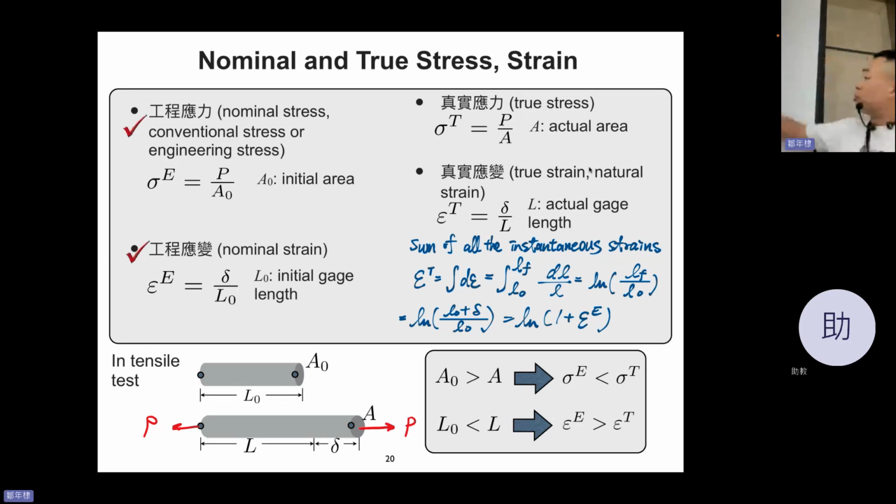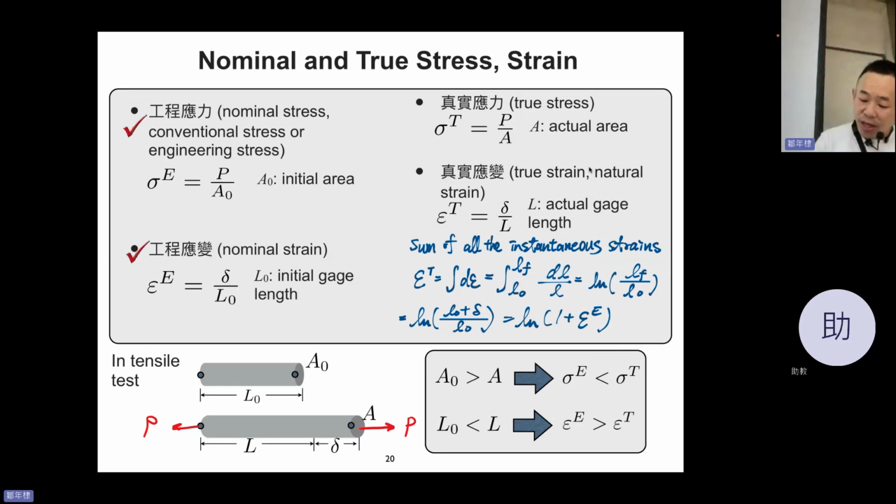So true strain will be the natural log of one plus the engineering strain. That's the relationship between nominal, or engineering, strain and true strain. Of course, you can see that this is really complicated. We are not going to use that during our course, but I am going to tell you the definitions of engineering stress and strain and true stress and strain.